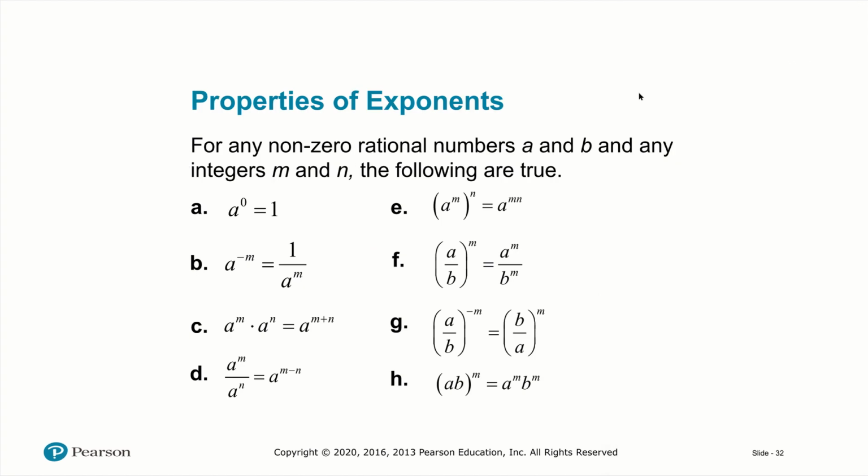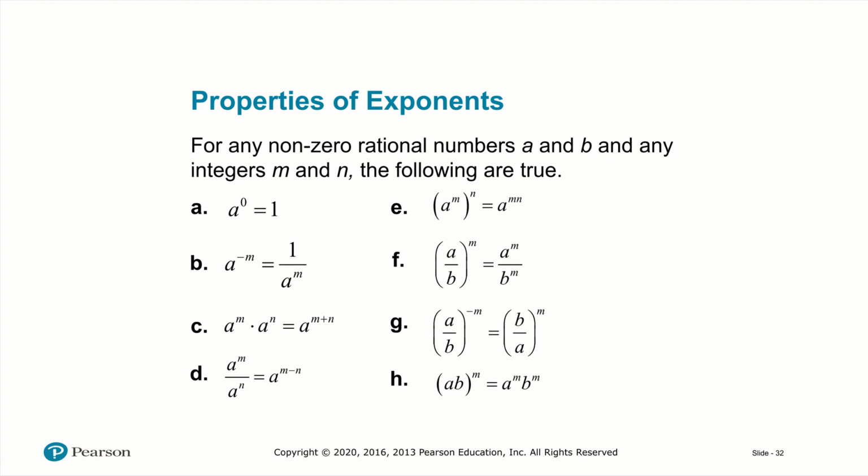Okay, for the rest of the lesson, we're going to expand our properties and laws of exponents to include negative exponents. So we're going to add a couple of new rules, and we already know a to the 0 is 1 for any non-zero number, where we've looked at whole numbers, but this works for rational numbers as well. Now, this one is new. A to the negative m is equal to 1 over a to the m.